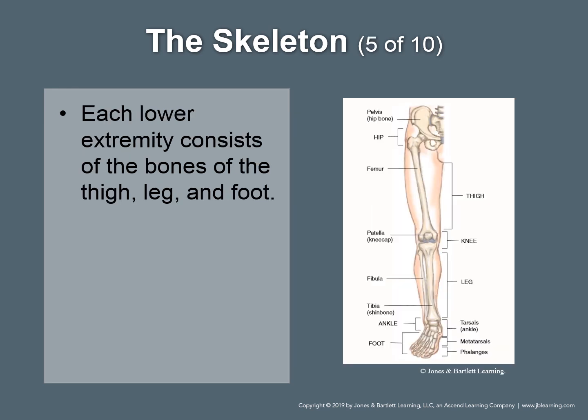Each lower extremity consists of the bones of the thigh, leg, and foot. So that's your hip joint right there, your acetabulum. That's your femur. That's your thigh bone. It's one of the strongest bones in your body. Your kneecap is your patella, and then you have your fibula and tibia. And the way I remember those is you tell a little fib. So the little fibula is back here in the back, and the big tibia is right here in the front.